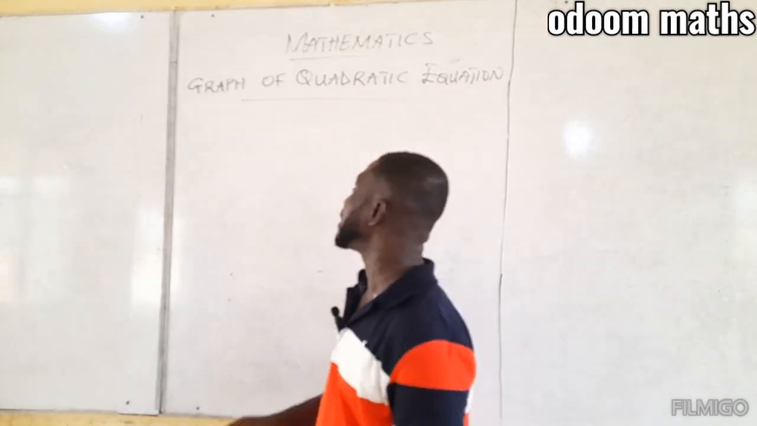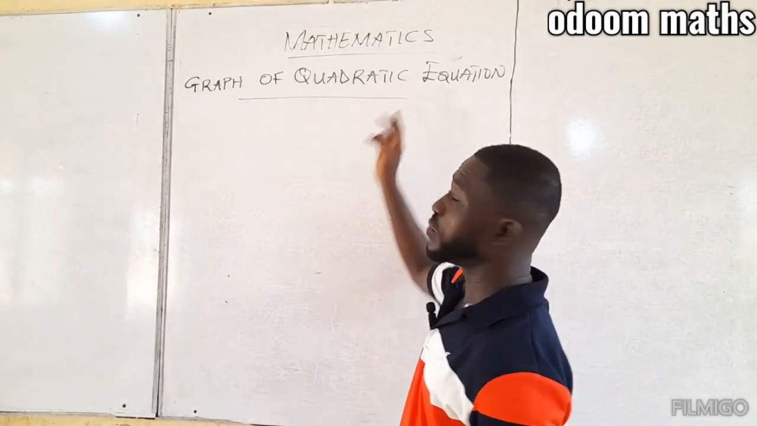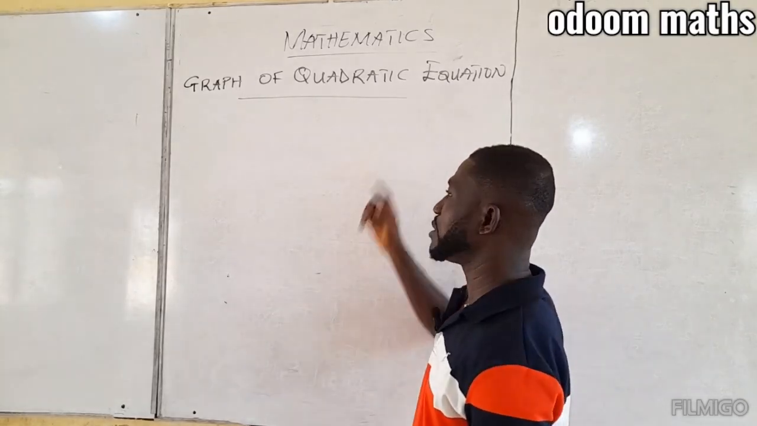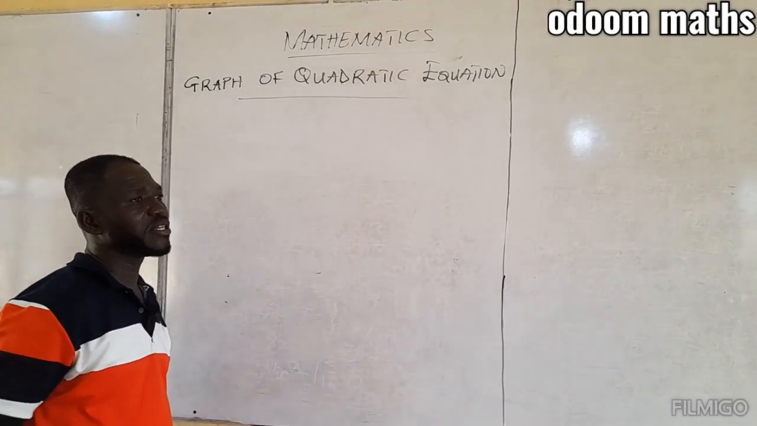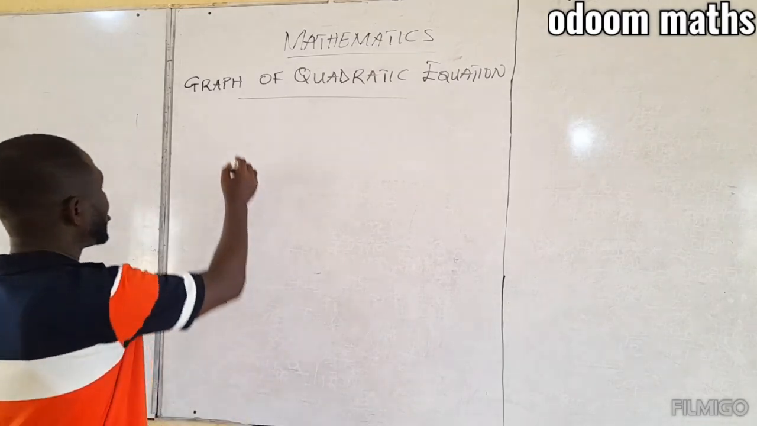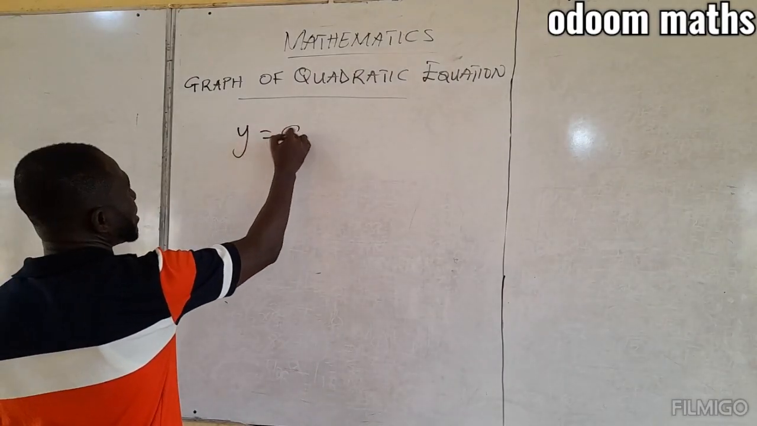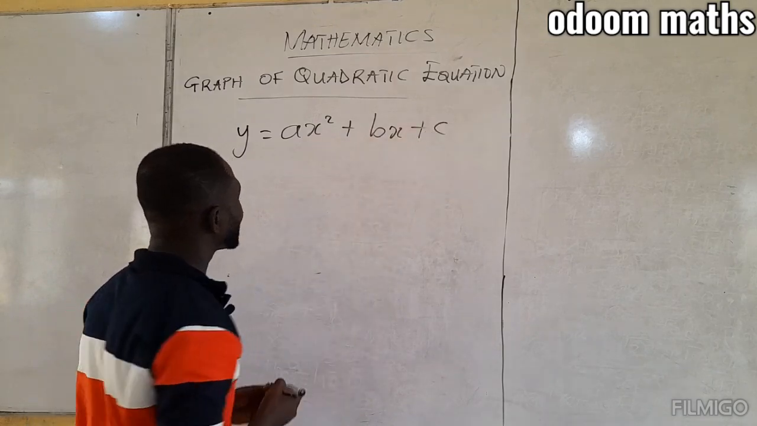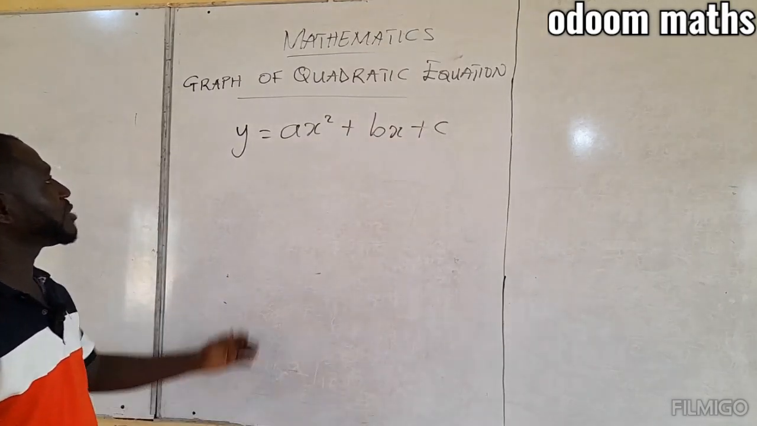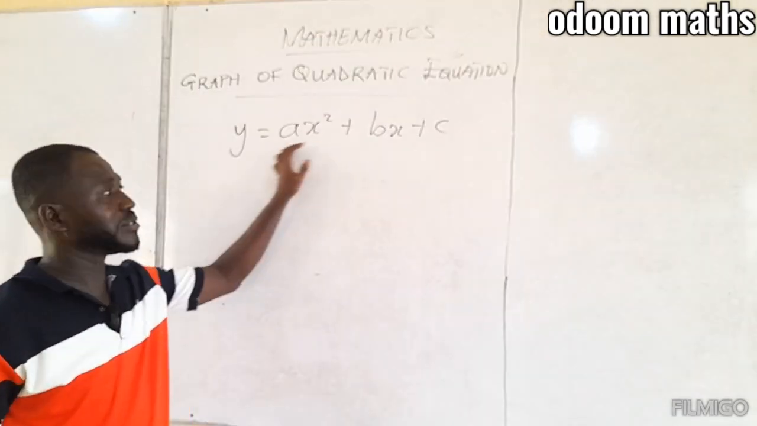Today I want us to look at the graph of a quadratic equation. A graph of a quadratic equation is normally given in the form y equals ax squared plus bx plus c. Okay. Now let's try to understand the variables here.